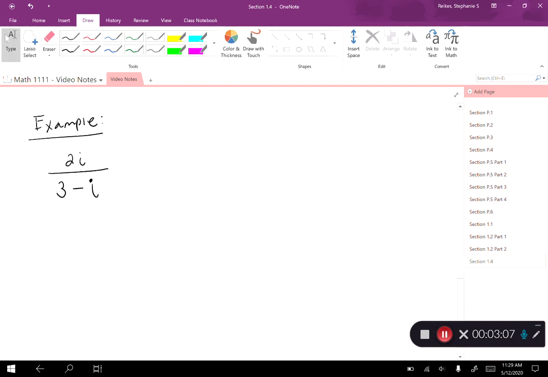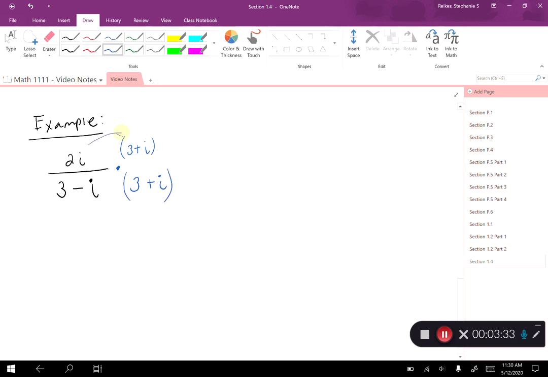I want to rewrite 2i divided by 3 minus i, so I'm in the form a plus bi, meaning I don't want to have any i's in the denominator of a fraction. So to remove the i, just like I did with square roots, I'm going to multiply by the conjugate. In this case, my conjugate is 3 plus i. Remember, in math, whatever I do to the bottom of a fraction, I have to do to the top.